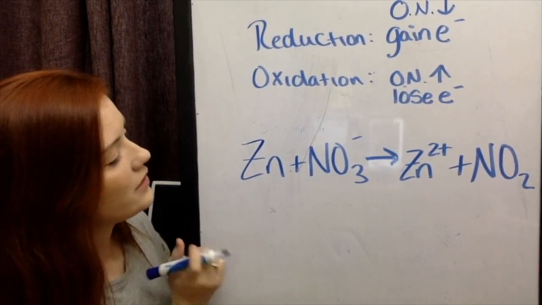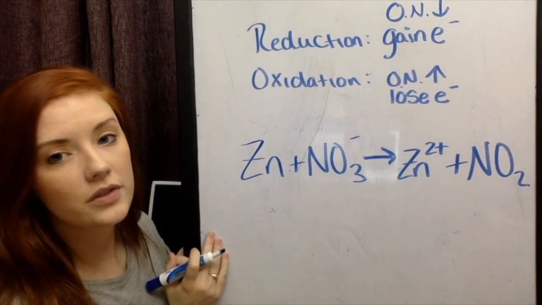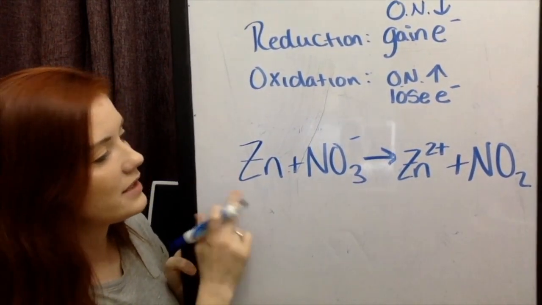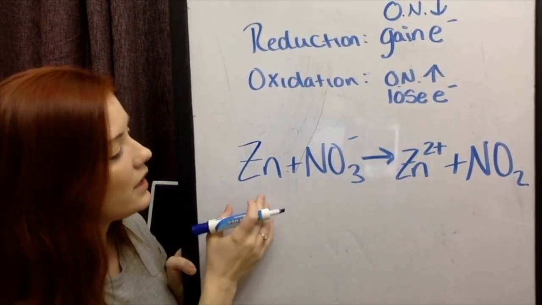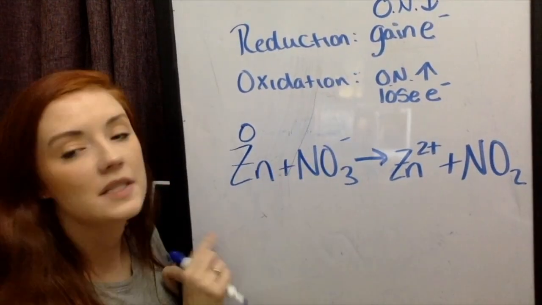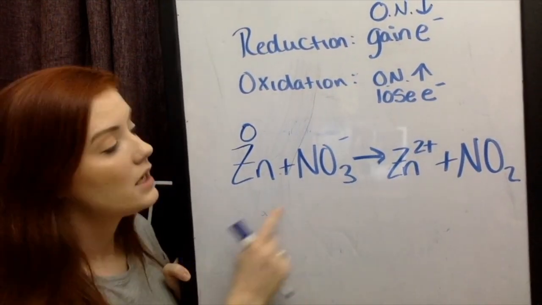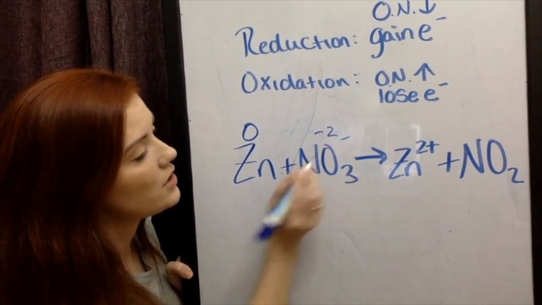Okay, so let's figure out zinc first. So zinc, we can look at our rules, but I can tell you right off the bat that since it's all by its lonesome and there's no ionic charge with it, it's going to be 0 as its oxidation number. Do we have any special rules for nitrogen? No, we do not. So let's take a look at oxygen. What about oxygen? Yes, we do. -2 is our oxidation number.